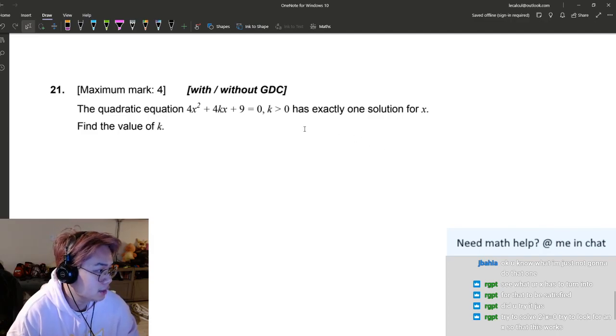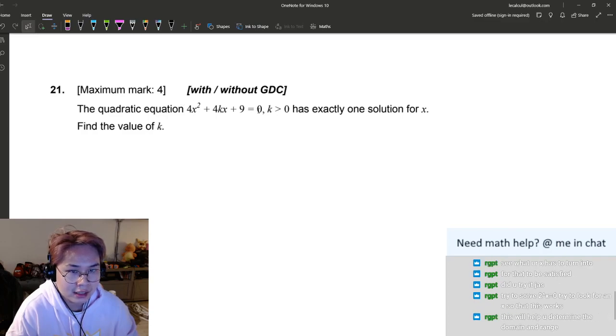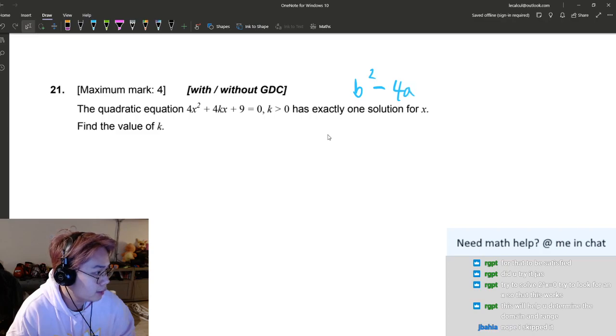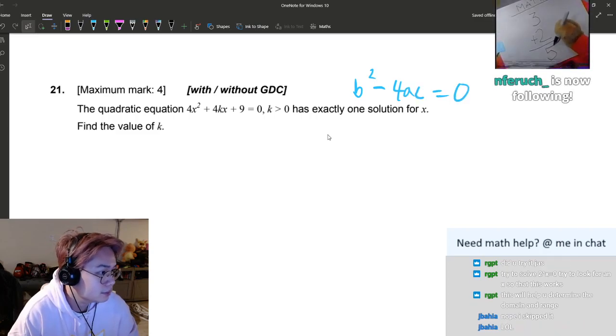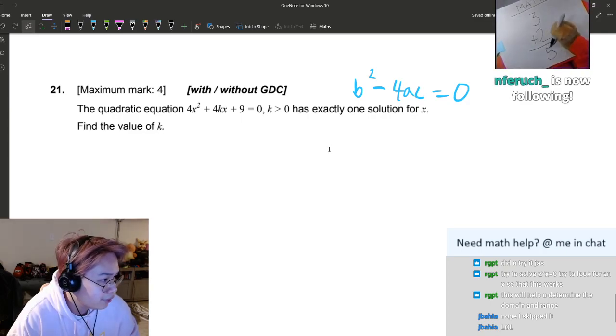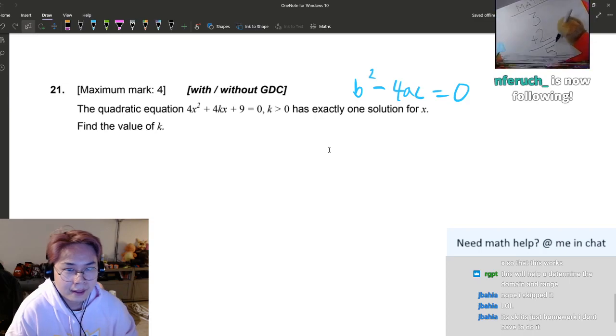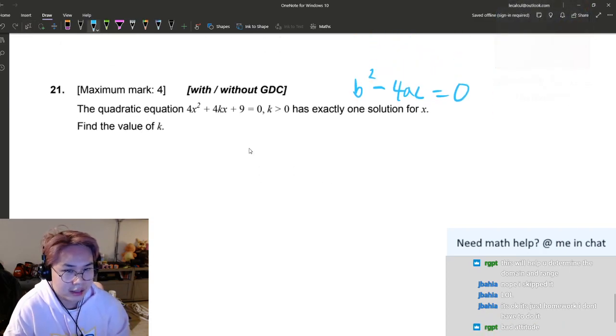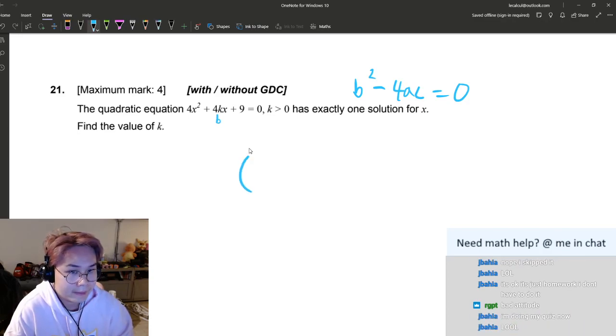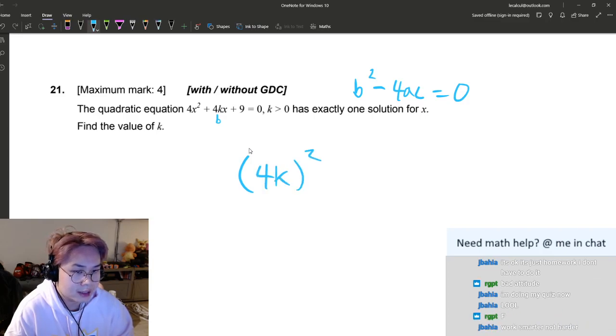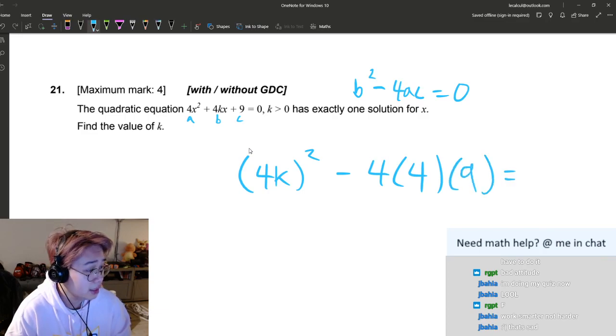Okay, and then now we move into just some discriminant stuff. Here's my quadratic equation. K is positive. Find exactly one solution for x. So in other words, one solution means my discriminant is 0. I don't know how to say this name. En Farouche. Thanks. And then we need to find K. So K is related to our B value. Our B value is 4K. So we have 4K squared is equal to 4 times A. A is also 4. And C value is 9. And this needs to be equal to 0.